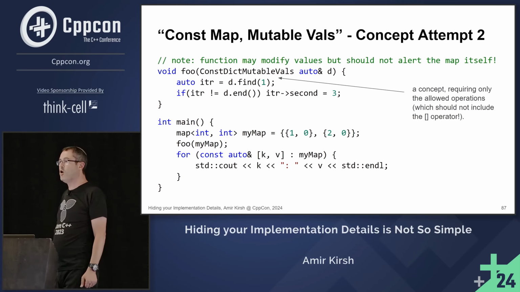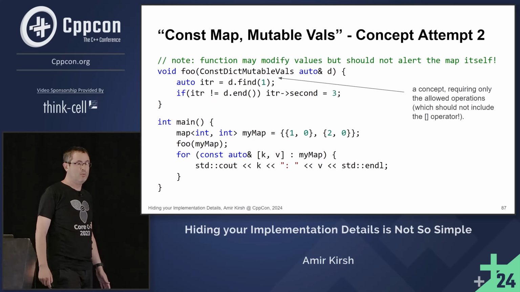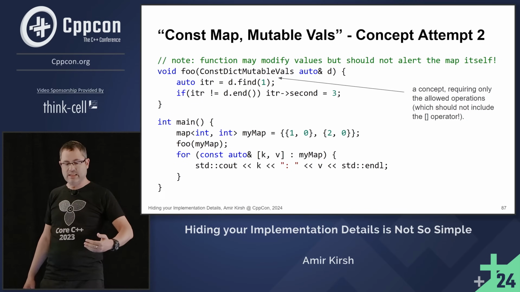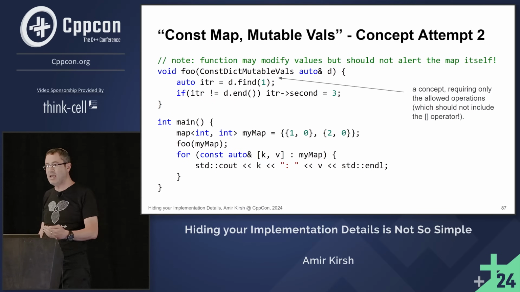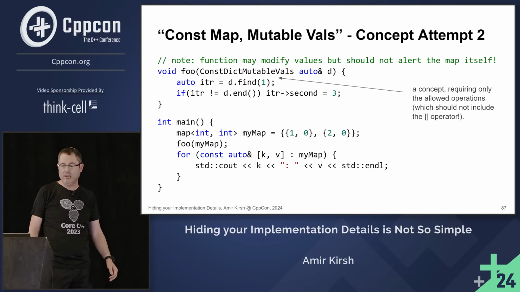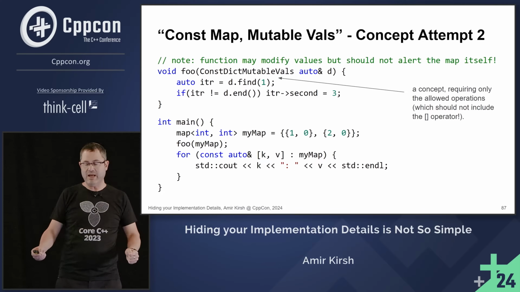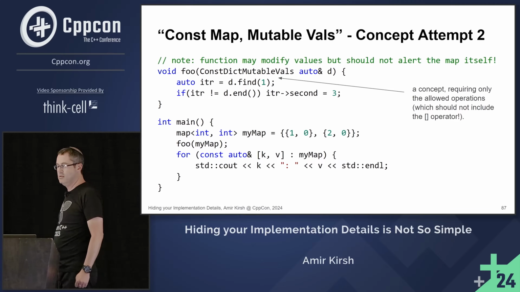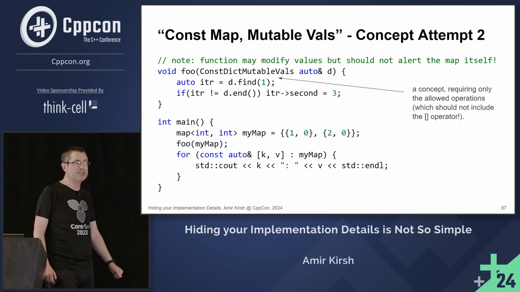So let's assume that the concept does not present the square bracket operator. Let's assume that the concept presents, as the concept, const dict mutable vals, the things that I provide, or the things that I say that you should have, are the find method, and let's assume end, okay? So you have a find, you have end. With these, you can do something, but I assume that you cannot add. I mean, maybe you could. Maybe I return end and find.